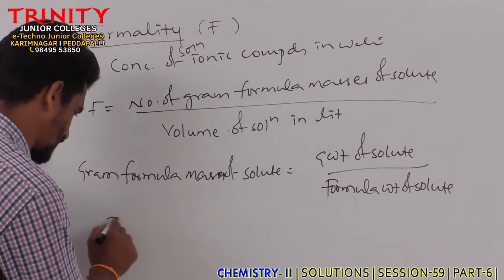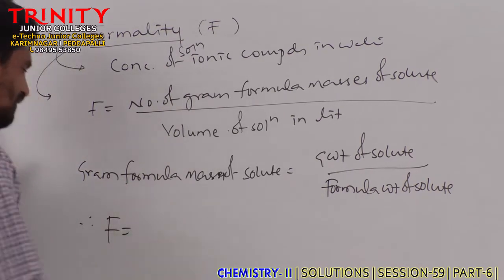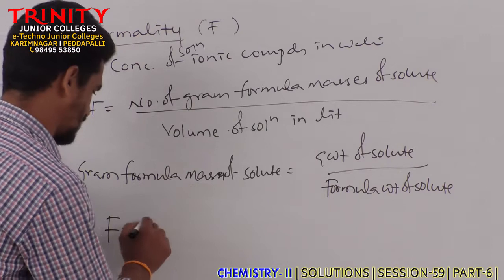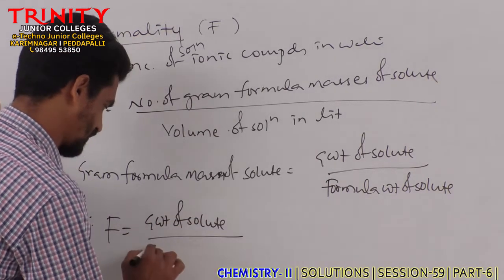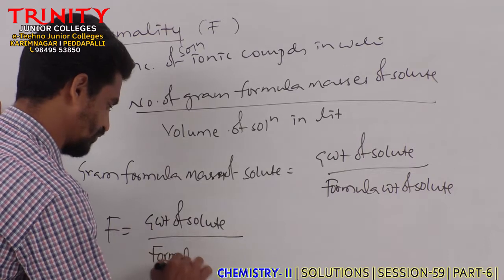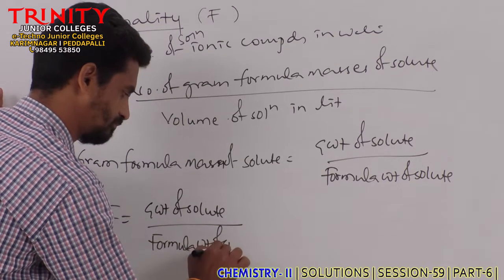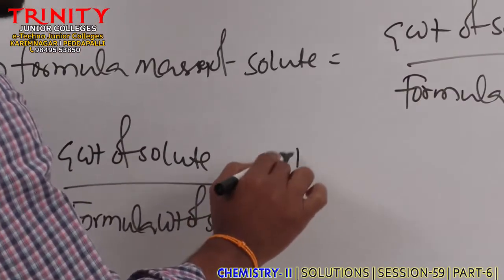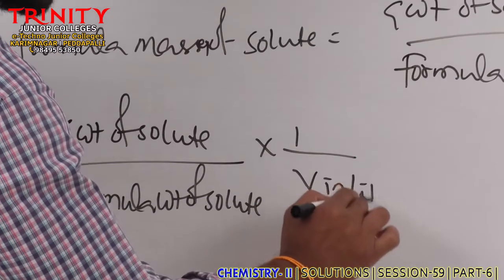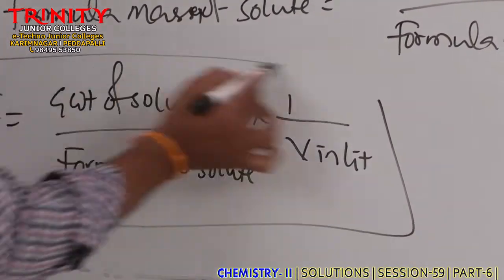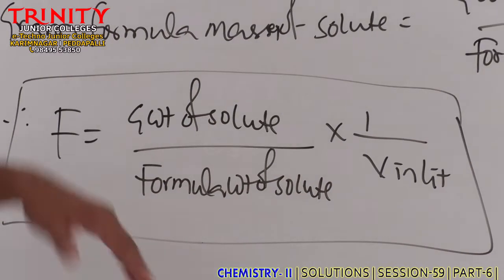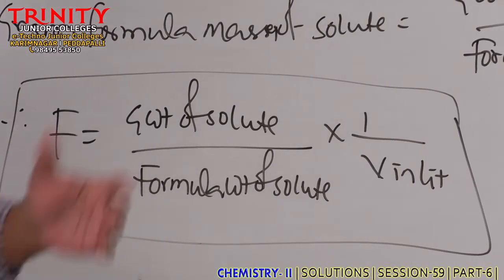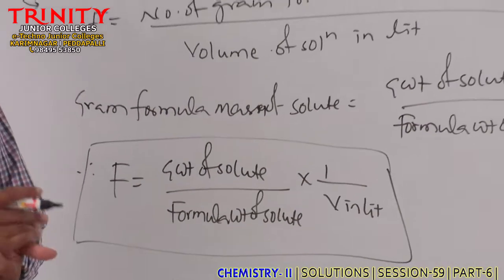Therefore formality is nothing but gram weight of solute by formula weight of solute into 1 by volume of solution in liters. Like this, just instead of molecular weight we are taking formula weight here. This is for ionic substances, for the solutions of ionic substances in water.